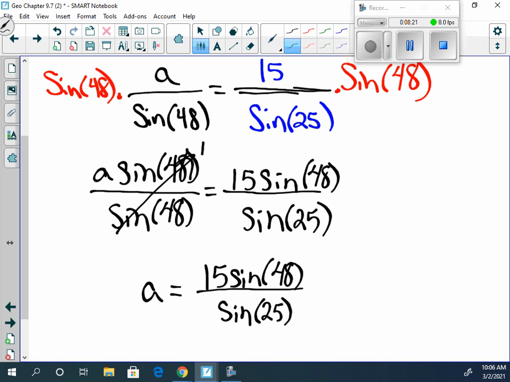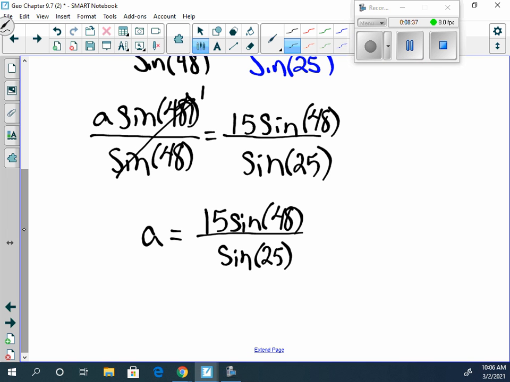Now, looking at that, A is our variable we want to solve for. We know 15 is a number. Sine of 48 and sine of 25, can I turn those into just numbers? Can the calculator turn that into a decimal? So is everything on this side, 15 times sine of 48 over sine of 25, just a number, yes? Type it in exactly as we have it. Type that straight into the calculator and see what you get.